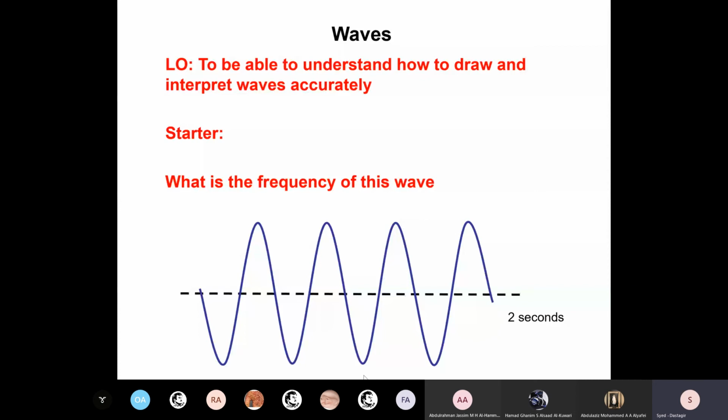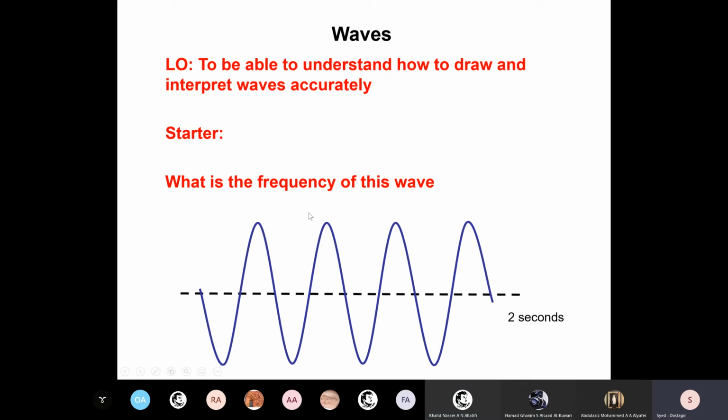Great. Okay, guys. So yesterday we were learning about frequency. Just as a reminder, who can remind us what frequency means? Let's ask Khalid. Khalid, please. Frequency is the number of wave peaks that pass a point in 1 second. In 1 second, excellent.